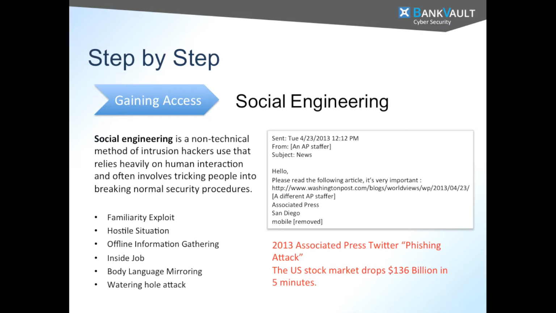One's called the familiarity exploit. One's called the hostile situation. One is called, for lack of a better term, offline information gathering, and that could include something as crude as dumpster diving at a business and reading documents. Another form of it is the inside job, where the attacker actually takes a job with the business it's going to rob. Another one is what we call body language mirroring. And then another common social engineering technique is watering hole attacks.